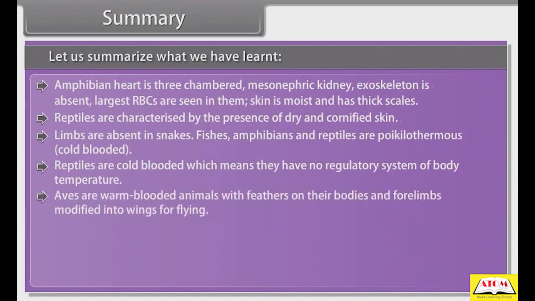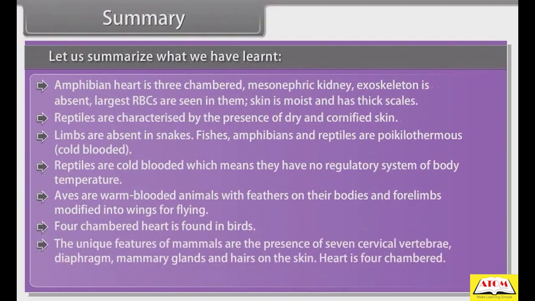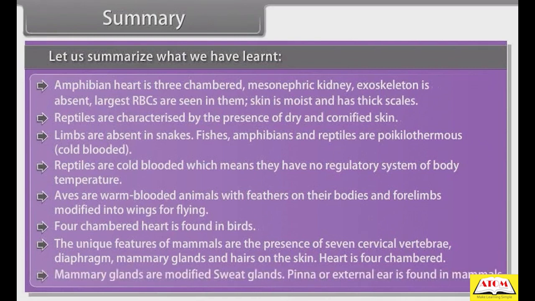Aves are warm-blooded animals with feathers on their bodies and forelimbs modified into wings for flying. A four-chambered heart is found in birds. The unique features of mammals are the presence of 7 cervical vertebrae, diaphragm, mammary glands, and hairs on the skin. The heart is 4-chambered. Mammary glands are modified sweat glands. Pinna or external ear is found in mammals.